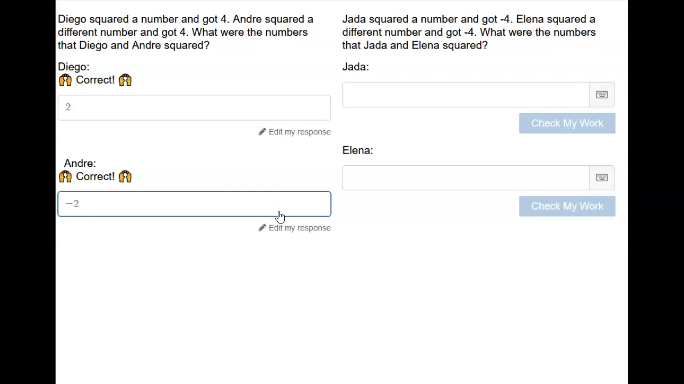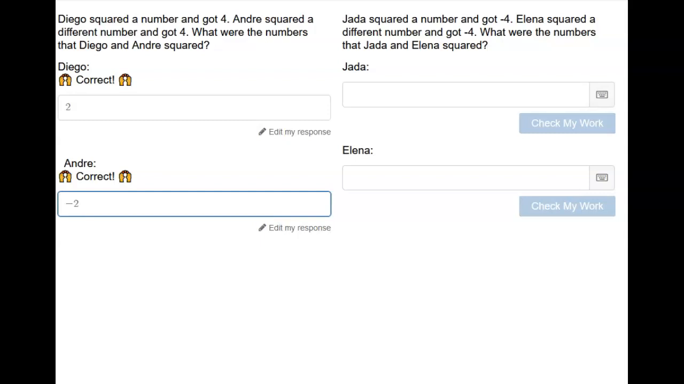So here's the tricky part, because Jada and Elena did something that we've always said you can't do. So Jada squared a number and got negative 4. Elena squared a different number and got negative 4. What were the numbers that Jada and Elena squared?